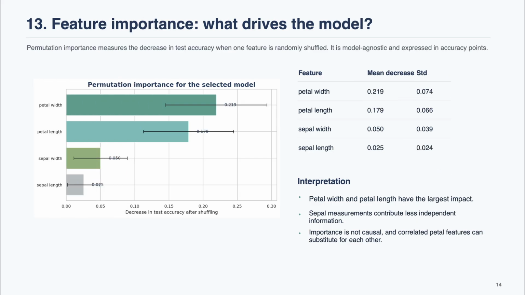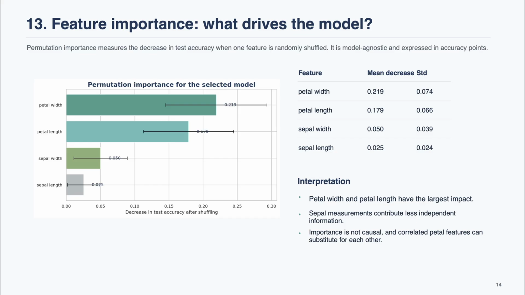Here we have the feature importance using permutation importance. Permutation importance is a model-agnostic technique. It works by randomly shuffling one feature at a time and measuring how much model accuracy drops. If shuffling a feature causes a large drop in accuracy, that feature is important for the model. In this project, petal width has the highest importance, followed by petal length. Sepal width and sepal length contribute less independent information.